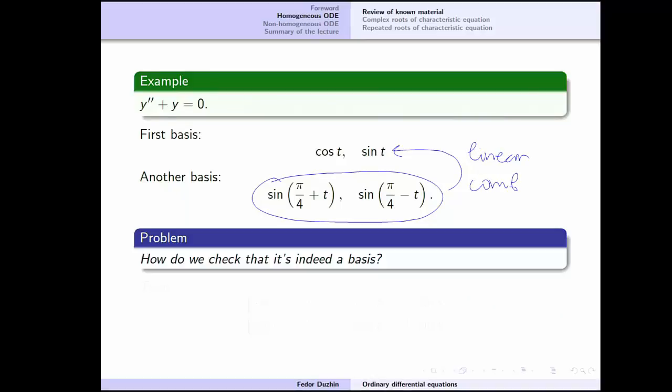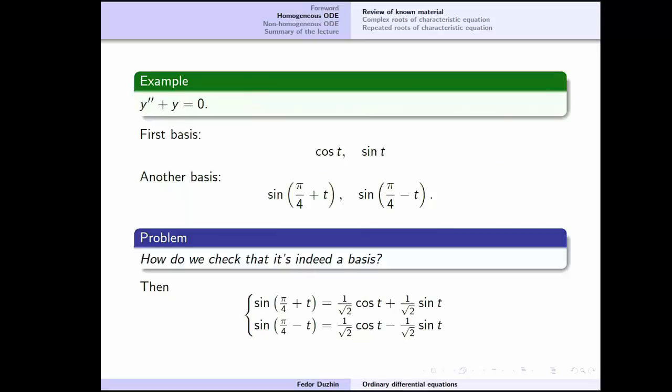Here is how. You need to recall the trigonometric identities for the sine of the sum of two things and the difference of two things. If you calculate it, you will see that these two functions can indeed be expressed as a matrix times cosine t and sine t. In this case the matrix is 1 over root 2, 1 over root 2, 1 over root 2, and minus 1 over root 2. To construct this matrix, I just read off the coefficients here.